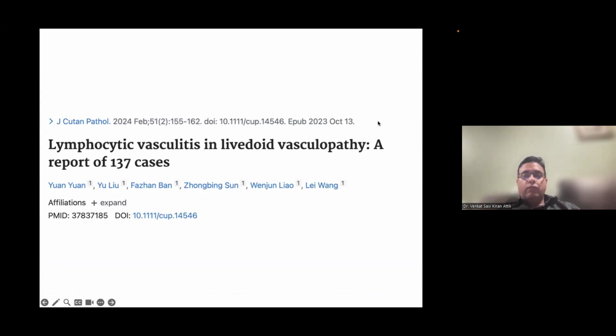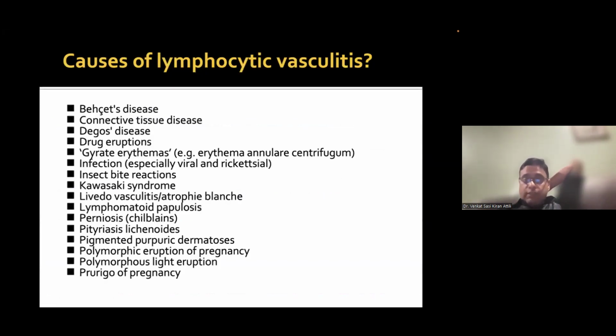Lymphocytic vasculitis and livedo vasculopathy: there's a report of 137 cases, and they report at least 30% of the cases having true lymphocytic vasculitis. Now, lymphocytic vasculitis I've only briefly mentioned because it's a controversial topic. Some people believe that it's not a true vasculitis, though there have been reports of a true vasculitis wherein there is fibrinoid vessel wall necrosis in a case of lymphocytic vasculitis. So these are examples where you may see lymphocytic vasculitis.